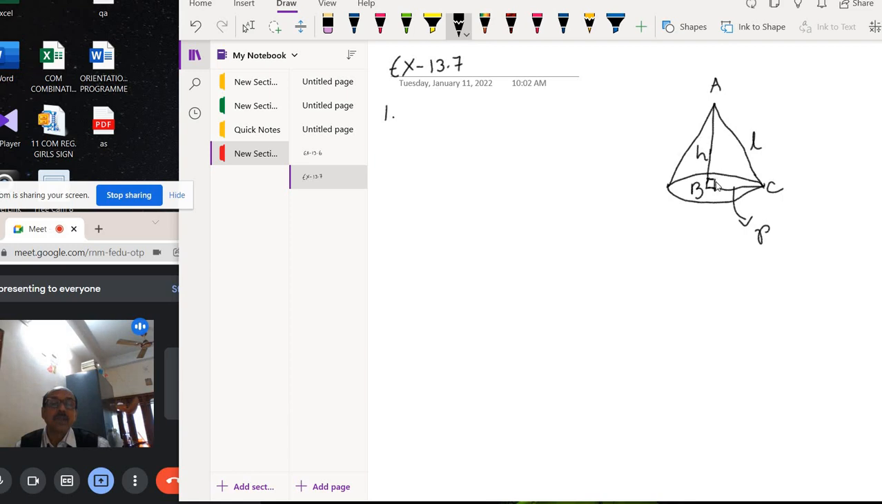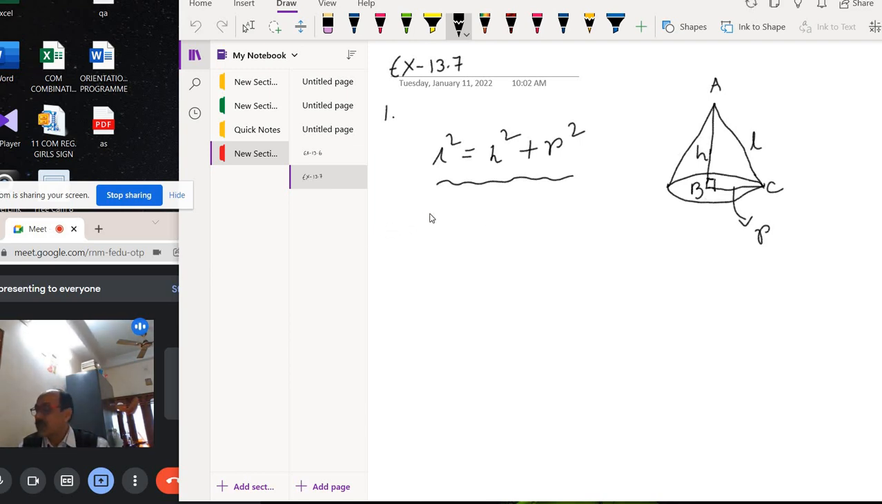So apply the Pythagoras theorem. L is the hypotenuse, opposite the 90 degree angle. So L square equals H square plus R square, where R is the radius. This is the Pythagoras theorem and the relation between L, H and R. The base is circular in shape, so this is a right circular cone.